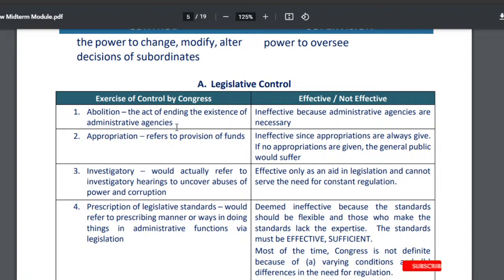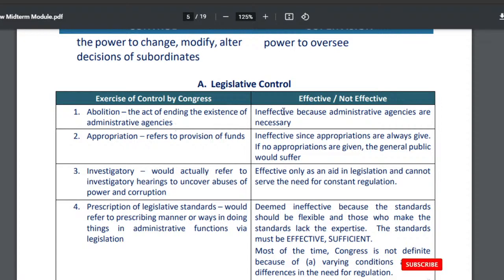The other one is abolition. When you talk of abolition, this is the act of ending, putting an end to the existence of administrative agencies. Now, when you say abolition, as we have mentioned earlier, a law enacted by Congress creates a particular administrative office. So the Congress will have control over that particular agency and it can abolish, it can modify, it can alter the office.